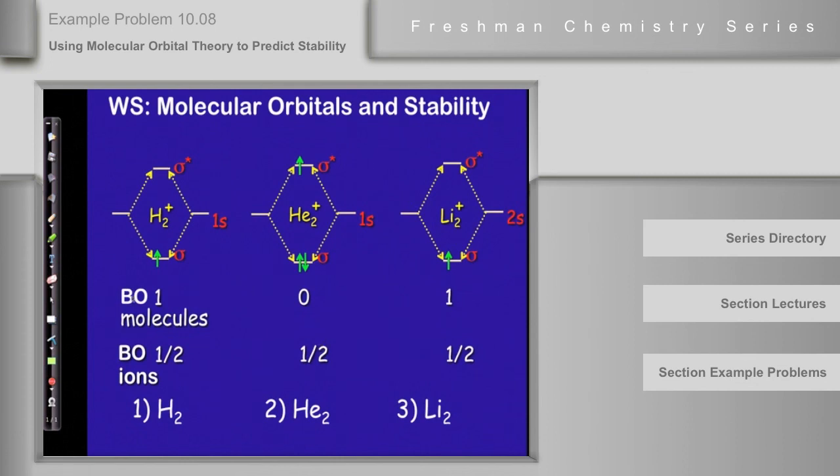Now, as we look at these, hydrogen went from 1 down to 1/2 when we took away one electron. Dilithium went from 1 down to 1/2 when we took away one electron. But dihelium went from 0 up to 1/2. So that means the only molecule here that will nominally increase its stability upon losing an electron would be He2. And so the answer to the workshop is number 2, He2.